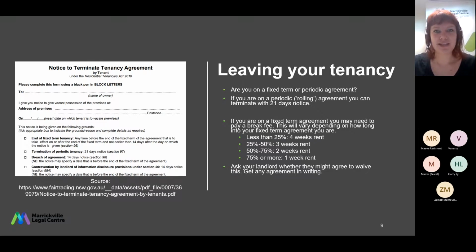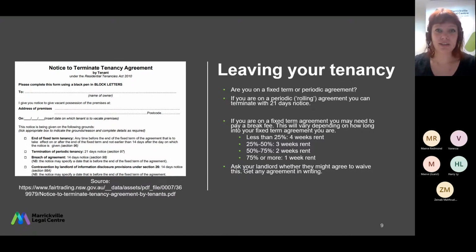If you are facing the prospect of leaving a fixed term agreement early, I do suggest wherever possible, negotiate with your landlord. Again, do it in writing. I love putting things in writing. It's really important, but negotiate with your landlord in writing.